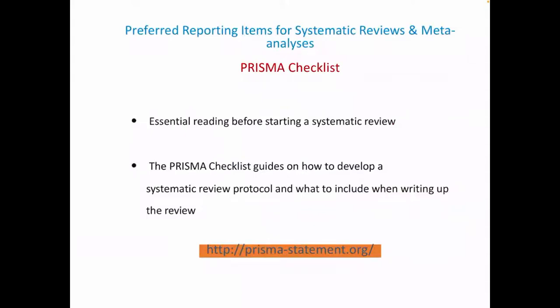At this point, I would like to bring to everybody's notice the PRISMA checklist. This is the Preferred Reporting Items for Systematic Reviews and Meta-Analyses. It can be downloaded through this link. And it is very essential. It would be a good idea to read this before starting a systematic review, because it tells you how to develop a systematic review protocol and what to include when writing up the review.